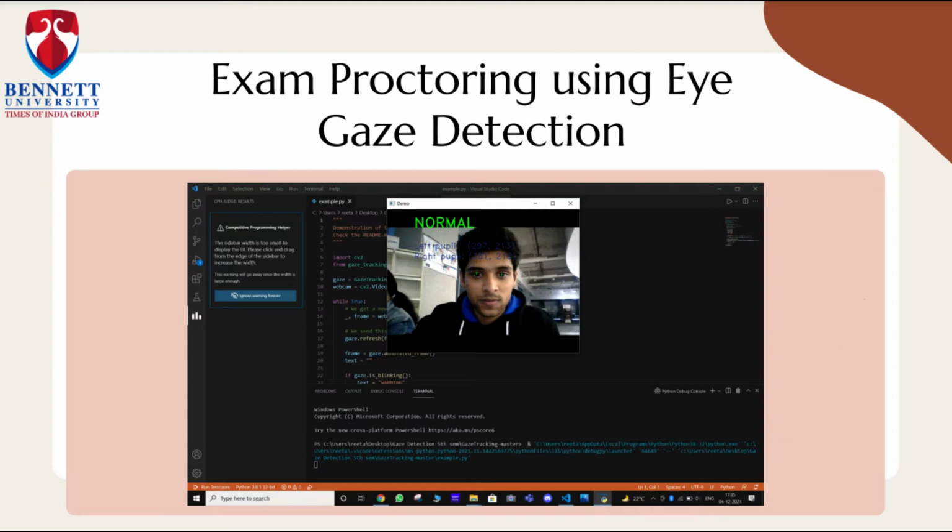Coming to another important application of eye gaze detection, which even I personally like a lot, that is exam proctoring using eye gaze detection. As you can see in this image of the presentation, a person is sitting over there, that is actually me, looking at the screen, and on the top of it, it is written normal. This means the person is not cheating. If he looks out of the screen or some cheating is detected, then this normal would be replaced by a warning.